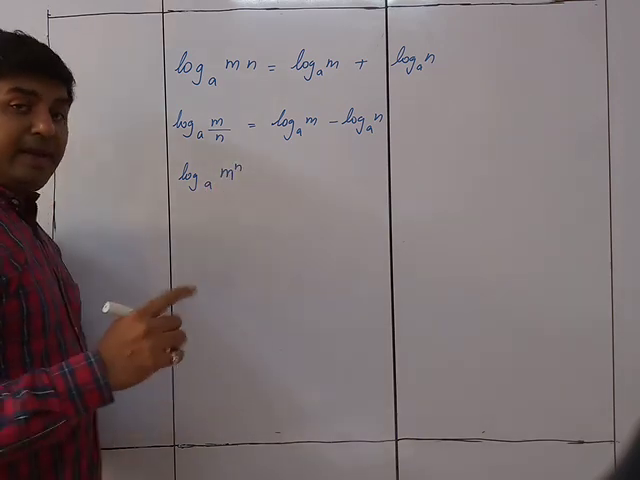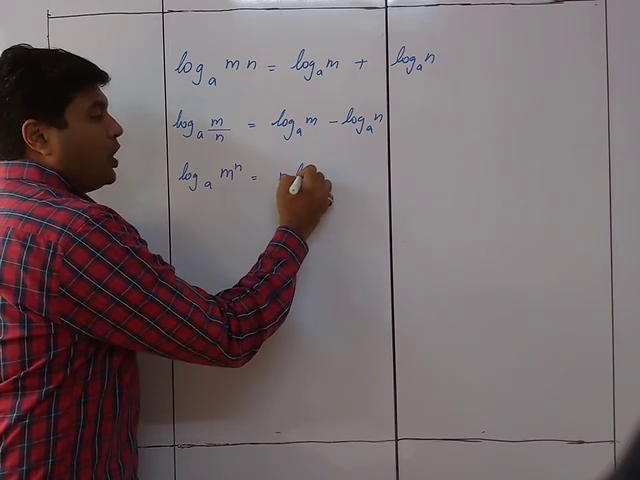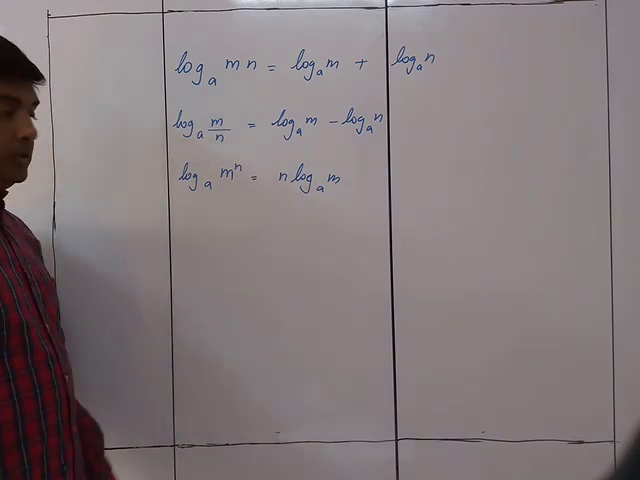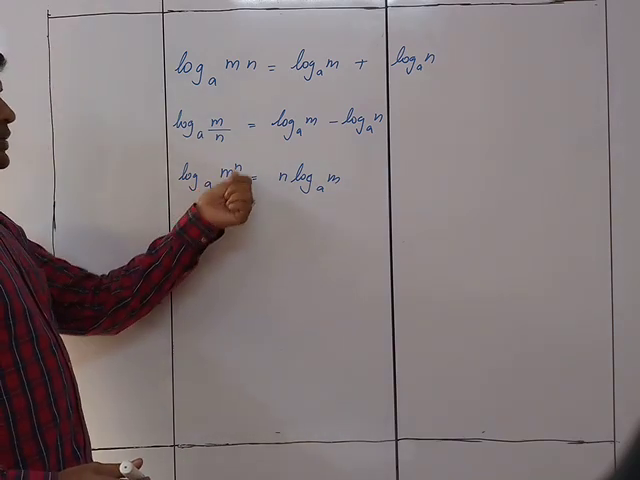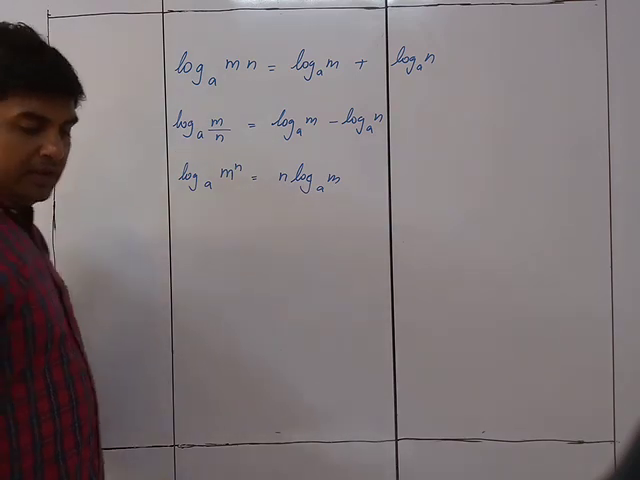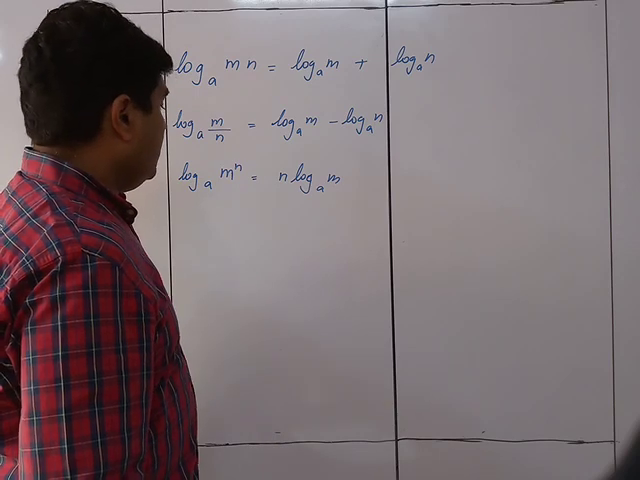Next one is log of m raised to n, to the base a. If it is m raised to n, then it is n times log of m to the base a. So if it is 2 raised to 3, then it will be 3 times log of 2.